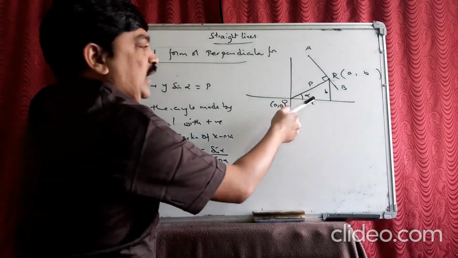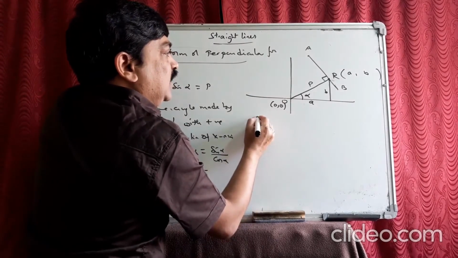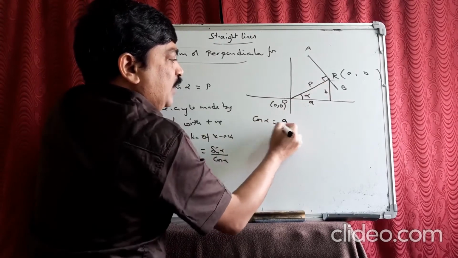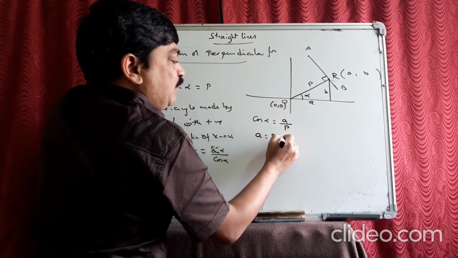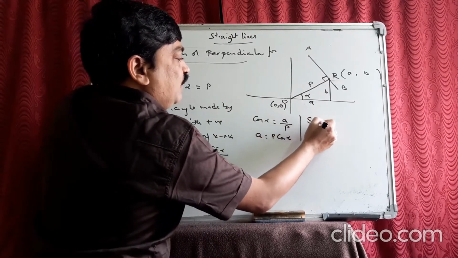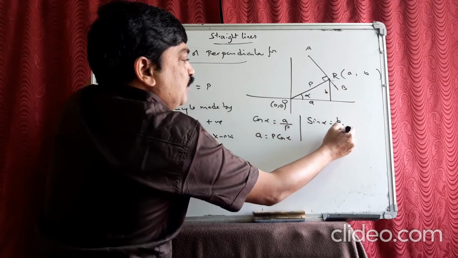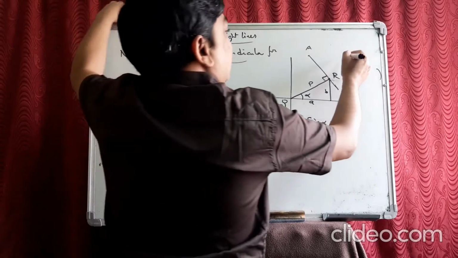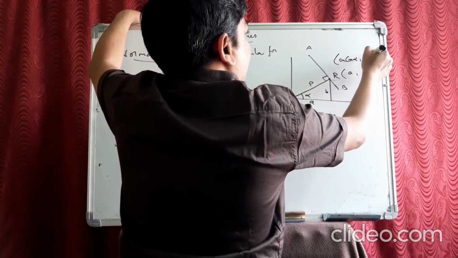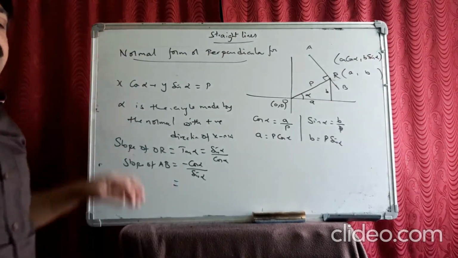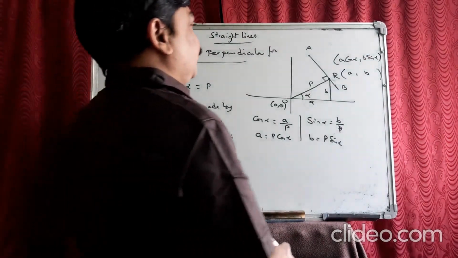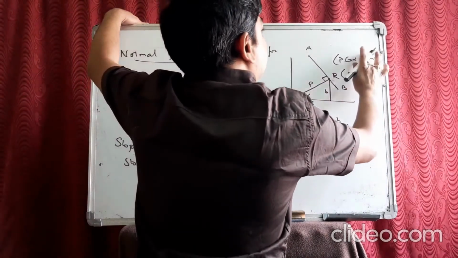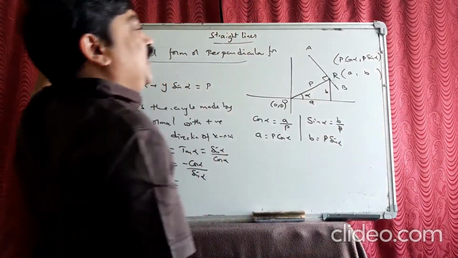I tell you. To get A, if I take cos alpha, what is the cos alpha here? Adjacent side by hypotenuse, A by P. Then A can be taken as P cos alpha. If I take sin alpha, opposite side by hypotenuse, B by P. So B is equal to P sin alpha. So R can be taken as (P cos alpha, P sin alpha). So A is equal to P cos alpha, B equal to P sin alpha.